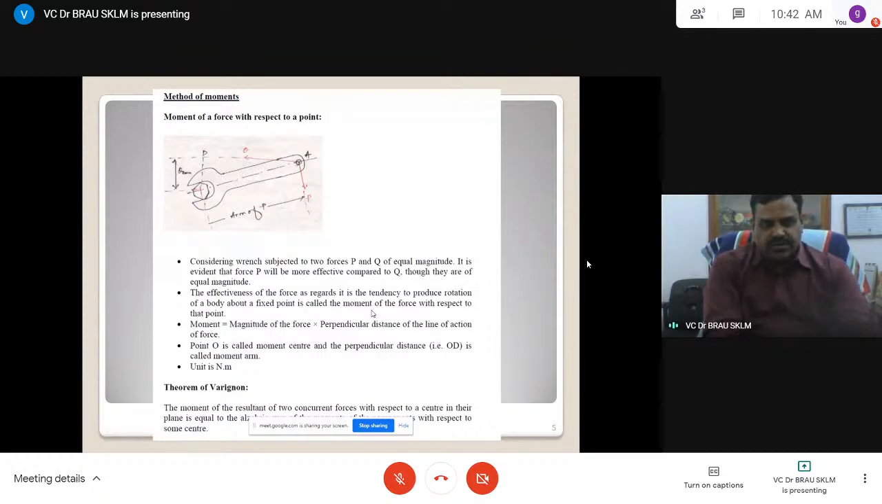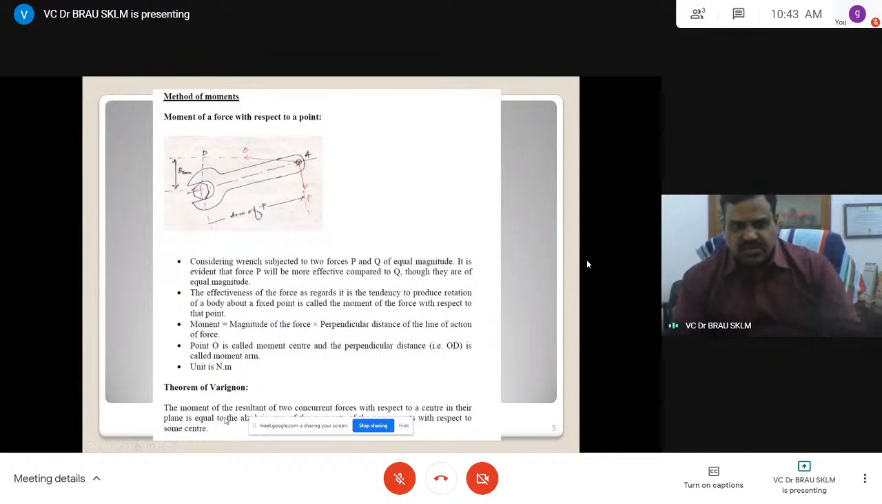Moment is equal to the magnitude of the force into the perpendicular distance of the line of action of the force. O is called the moment center. This is perpendicular OD, the perpendicular distance. Then Q maximum is the arm of P. Now the unit, because it is force into distance, moment is always Newton meter.